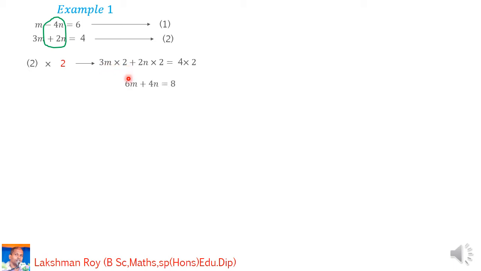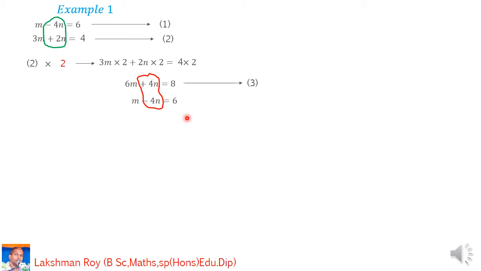Then 2n multiplied by 2, that is 4n. Then 4 multiplied by 2, that is 8, right? So this is a new equation, which is why I name it equation number 3. Now I have the first equation, so I'll write the first equation here again.